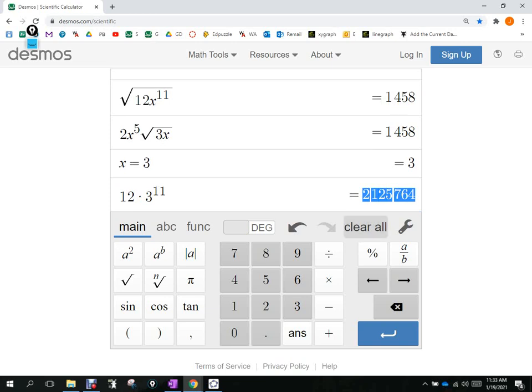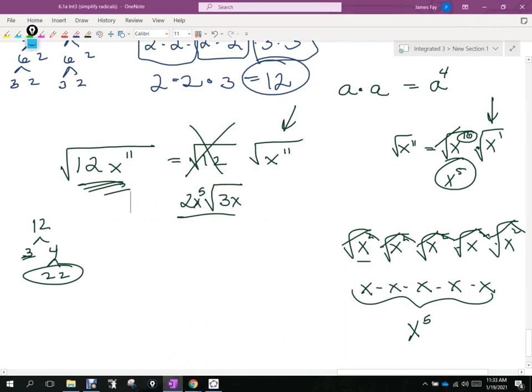Does that make sense? So we'll pick up with that tomorrow. Lead off with that. We'll do more examples with variables underneath the radical.